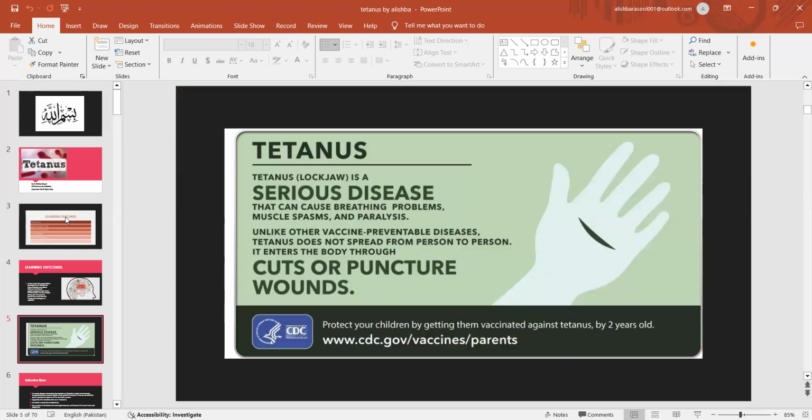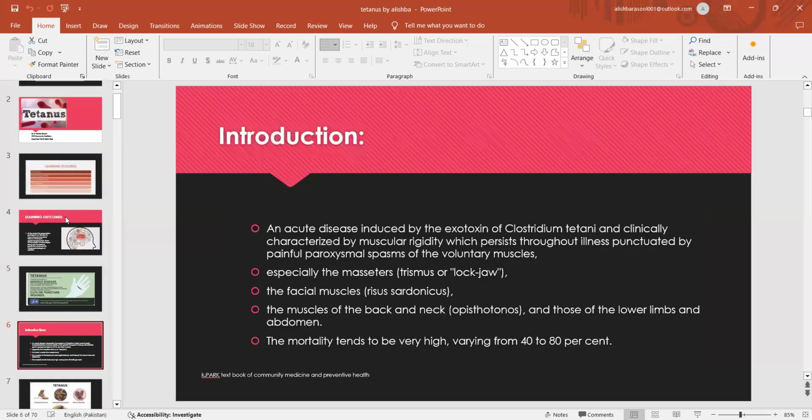Tetanus is a serious disease that can cause breathing problems, muscle spasms, and paralysis. Unlike other vaccine preventable diseases, tetanus does not spread from person to person. It enters the body through cuts or puncture wounds.